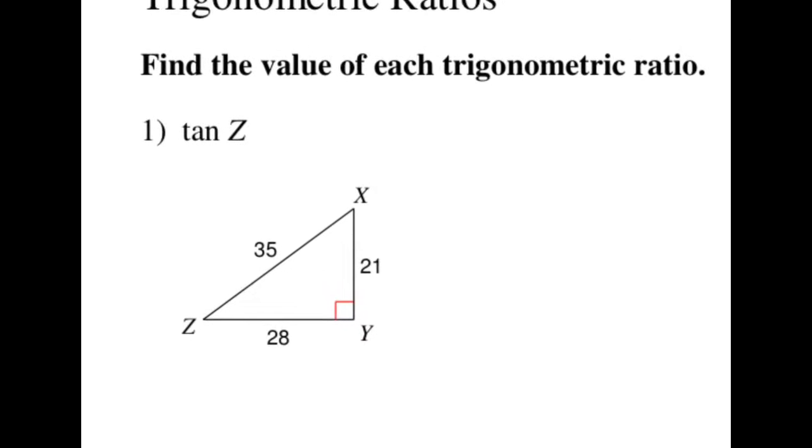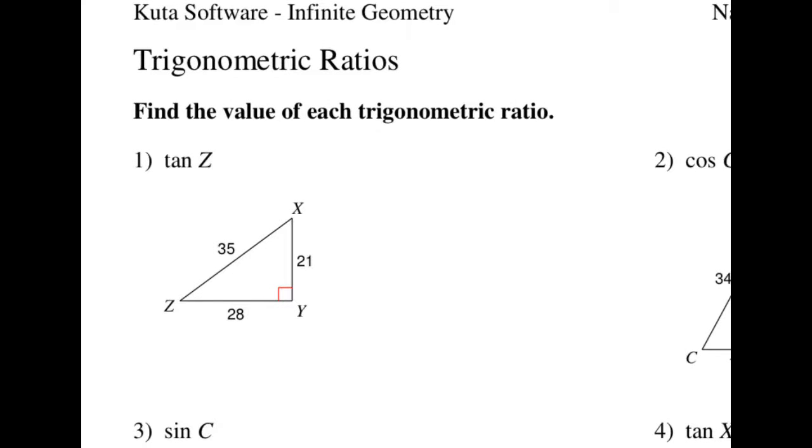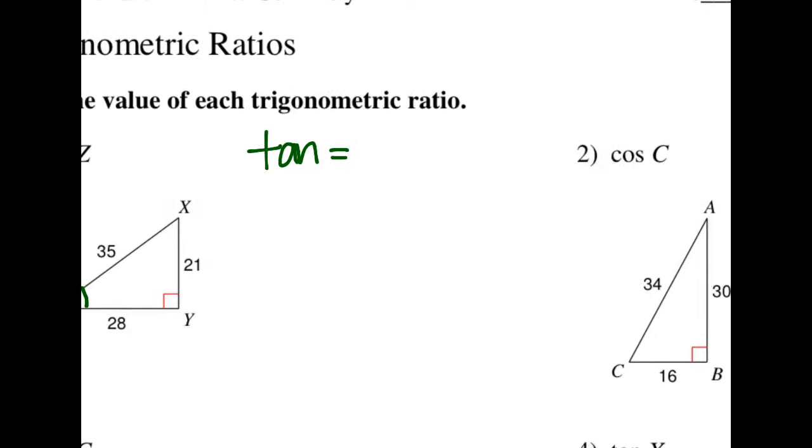Let's start looking at this first one. The first one we need to do is find the tangent of Z, is how we would read that. So here is our angle. You've got to identify your angle first. Here's my angle, angle Z. And if you remember, the tangent of some angle is equal to the opposite over the adjacent. Sohcahtoa, so you can think of TOA. The tangent is the opposite over the adjacent.